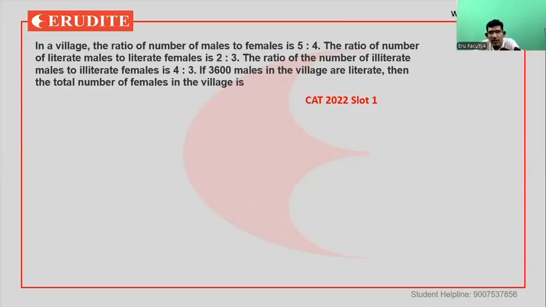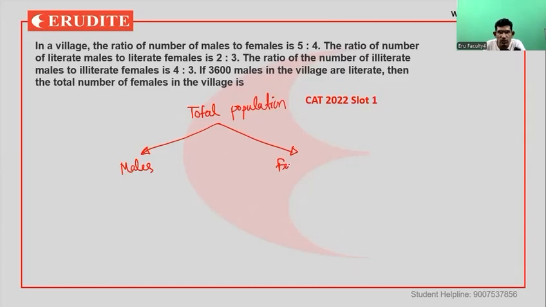Now here, males, females, literate, illiterate, a lot of variables are there. So the trick is to organize the information systematically. Then it will become simple. So how do I organize the information? First, this is my total population. The total population is divided into males and females. So I write it this way.